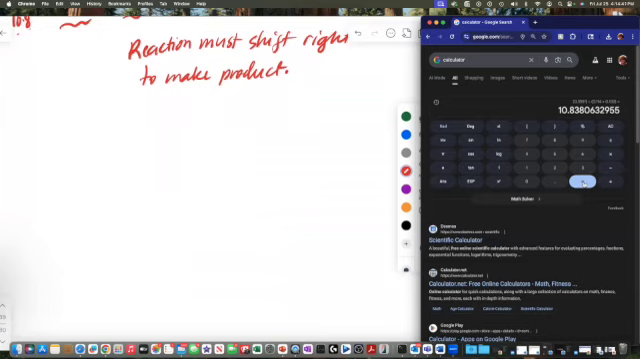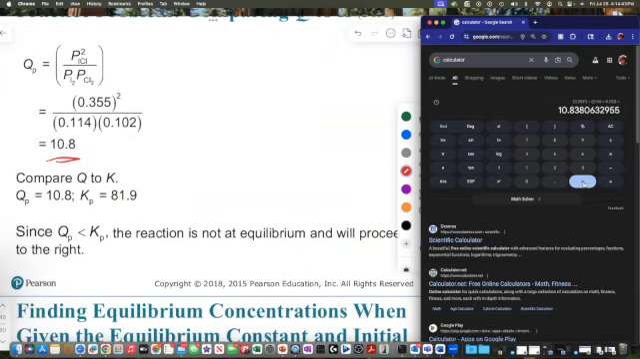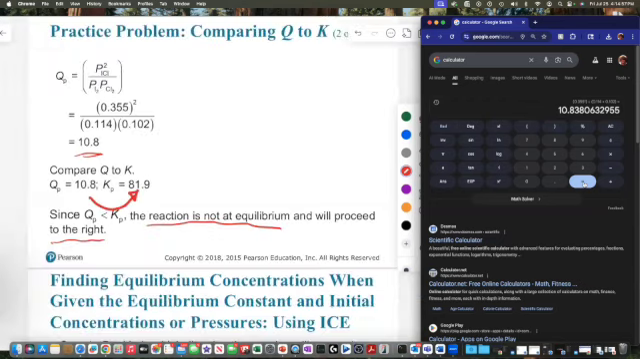Does that make sense? So it says right here, the reaction is not at equilibrium. Oh, I didn't say that. It was implied. And we'll proceed to the right to make more product, because when we have more product, then Q becomes bigger, right? And eventually this number becomes that number.